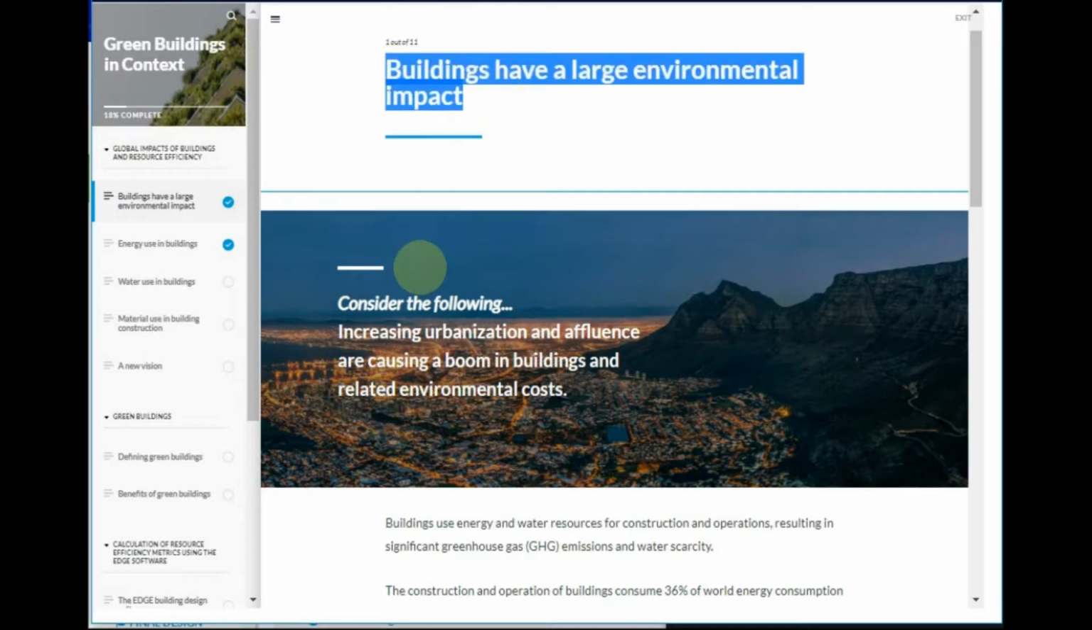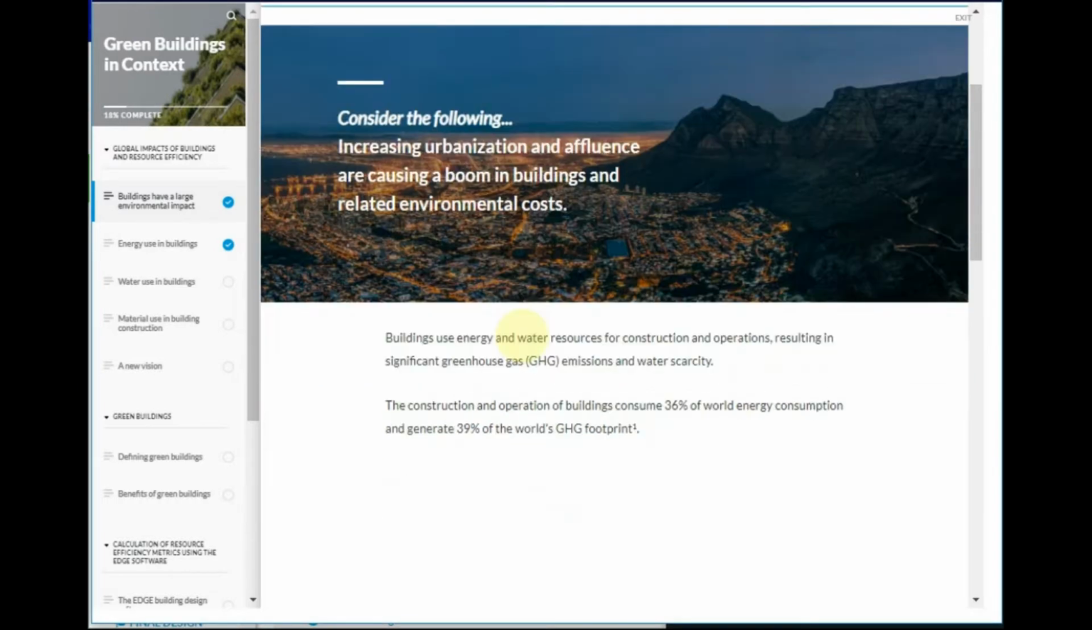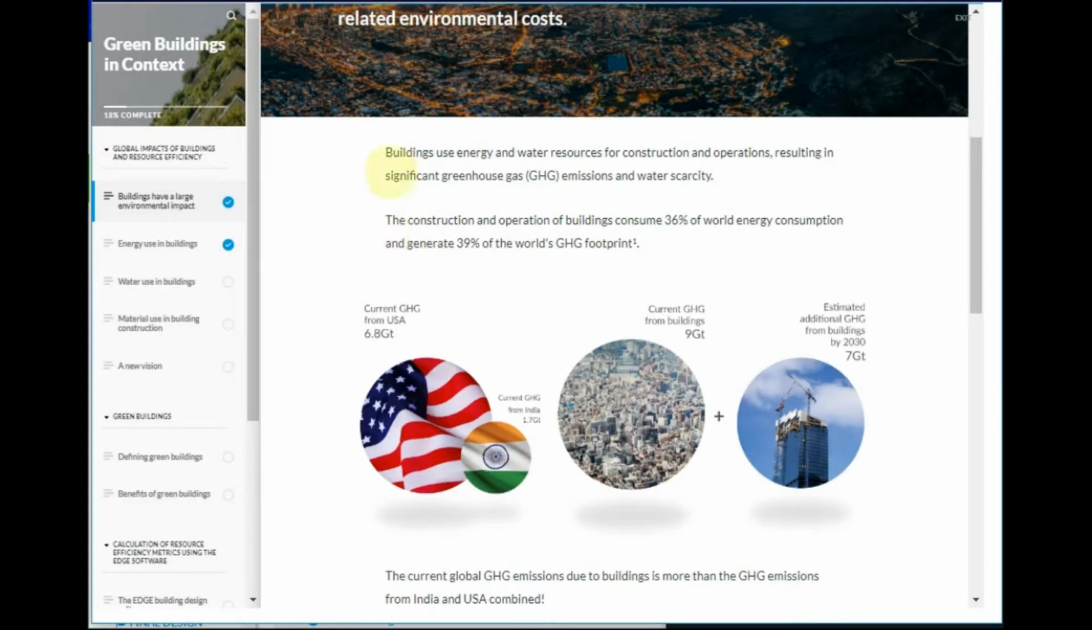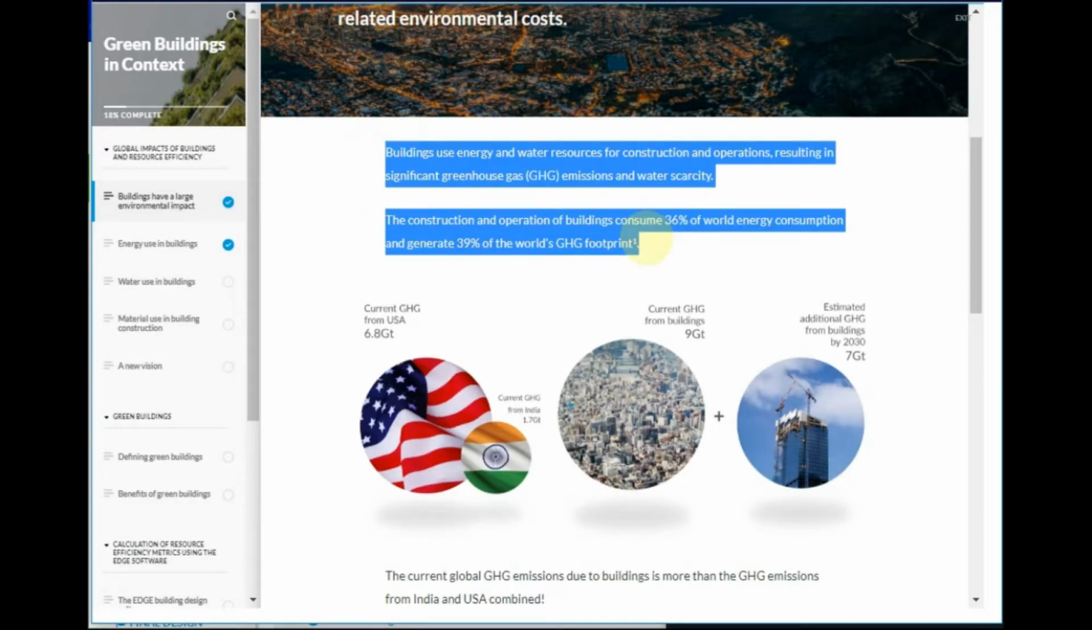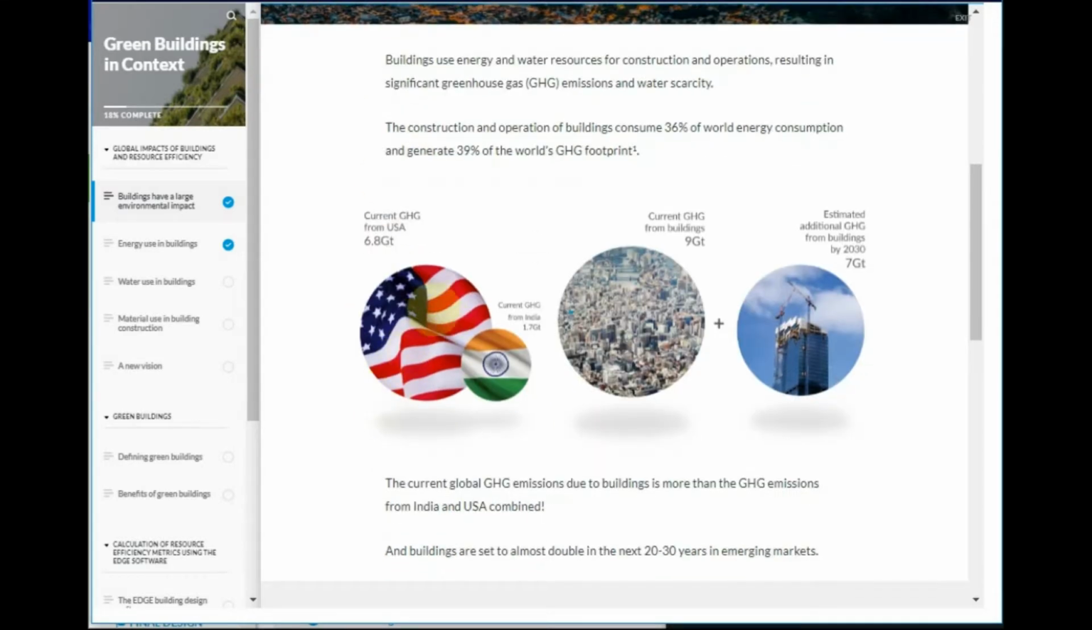Buildings have a large environmental impact. Increasing urbanization and affluence are causing a boom in buildings and related environmental costs. Urbanization refers to the population shift from rural to urban areas, the corresponding decrease in the proportion of people living in rural areas. Affluence is the state of having a lot of money or owning many things. What we are seeing increasingly is a society of private affluence and public squalor.